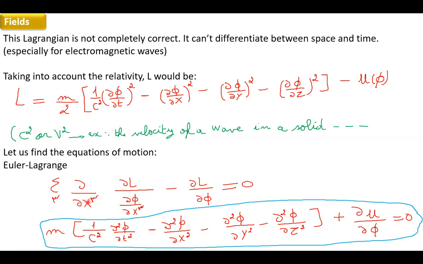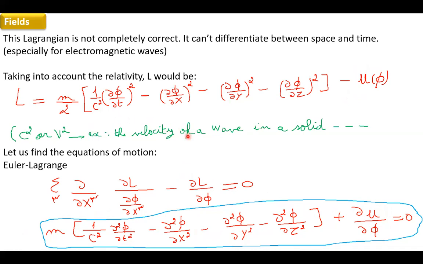Now it's the turn of x. Del over del x of this quantity gives minus del over del x of del phi over del x, so it's the second derivative of phi with respect to x, del squared phi over del x squared. Likewise, minus del squared phi over del y squared, minus del squared phi over del z squared. Then minus the derivative with respect to phi: we have the potential energy U, and with the minus it becomes plus del U over del phi. That is equal to 0. So this is the new Euler-Lagrange equation.